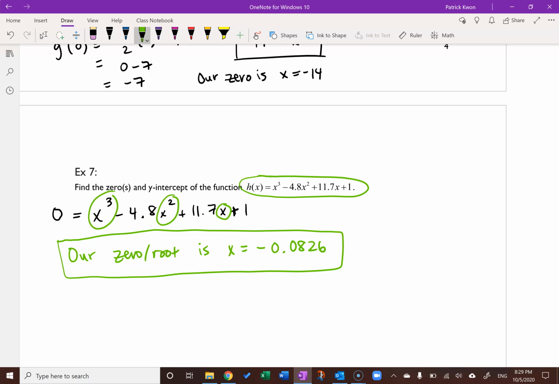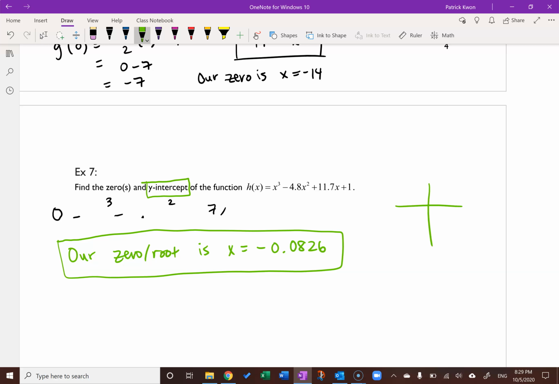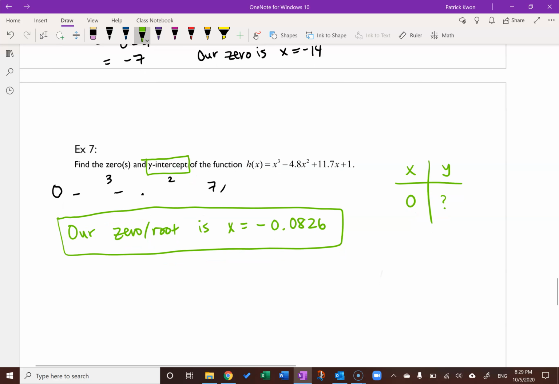Okay, now be careful. This question or example is a little bit different than the previous one because this one is asking for the y-intercept. And this one's going to be a lot easier to solve than solving for the x-intercept because remember the y-intercept, if I made an input-output table, the y-intercept is the ordered pair where x equals 0 and we try to figure out what y is. So that's a lot easier actually.